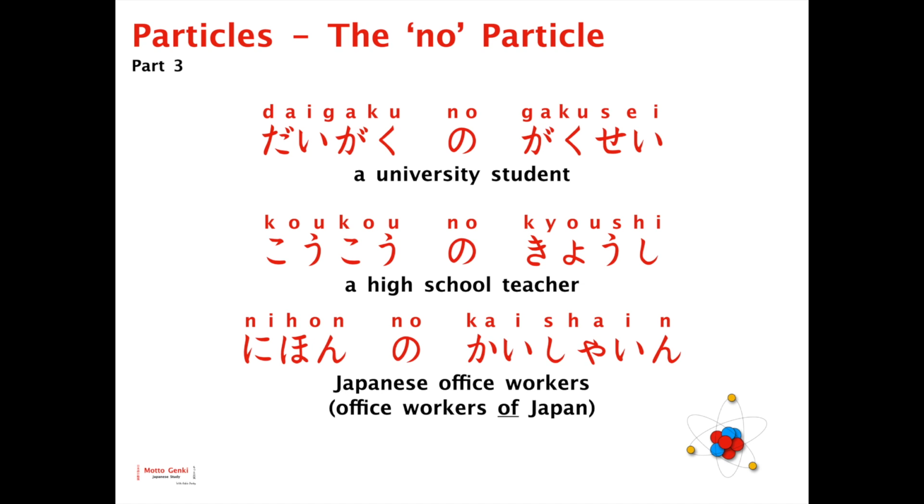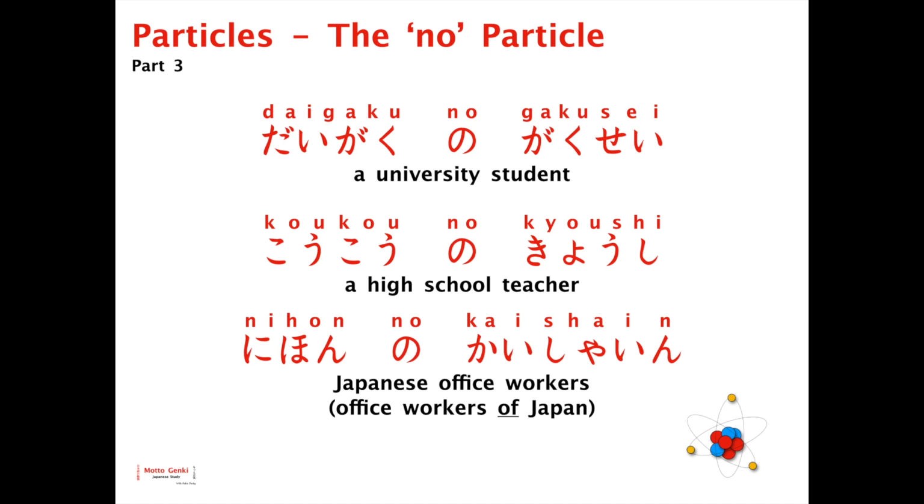So in Japanese, plurals don't work the same as they do in English. For example, cat, you add an S, becomes cats. Or phone, you add an S, becomes phones. In Japanese, very often, the plural and the singular are the same. So here, kaishain could mean worker or workers. Nihon no kaishain, Japanese office worker.